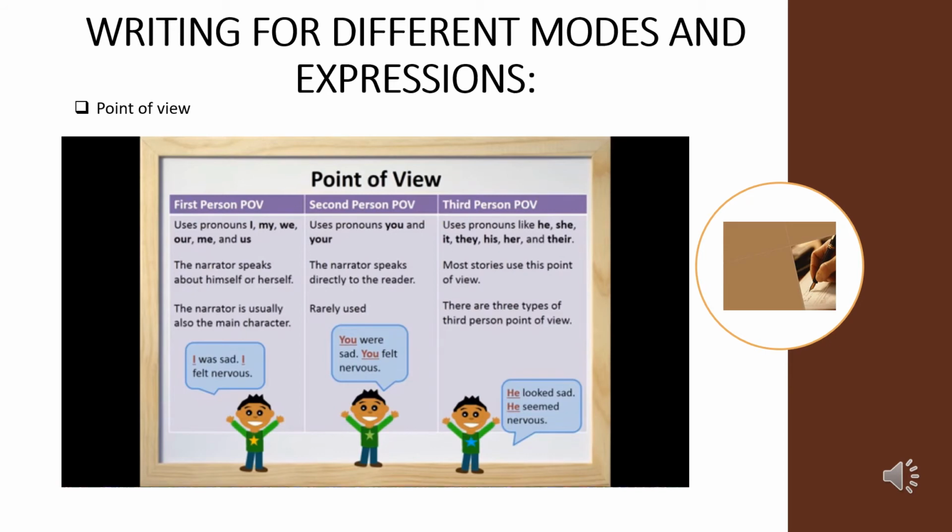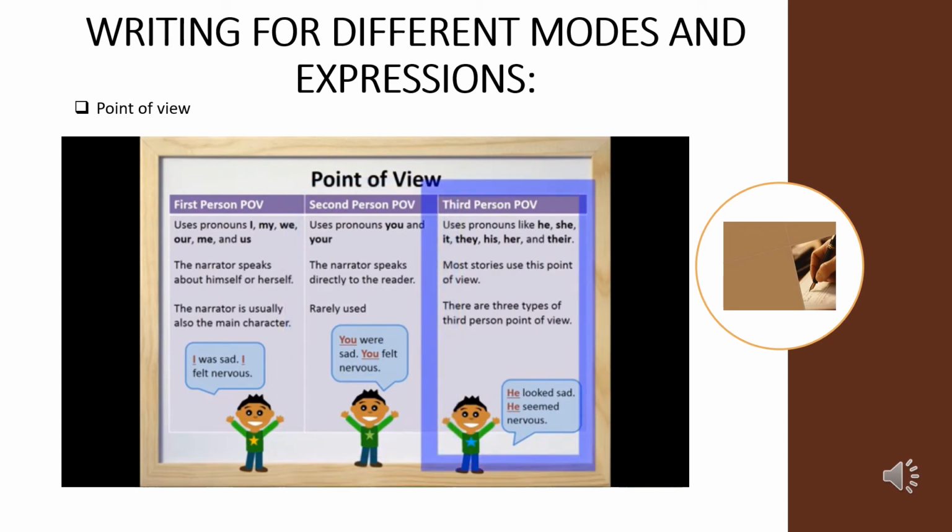A narrator using first-person point of view will use first-person pronouns I, my, we, our, me, and us. This narrator will speak a lot about himself or herself. This narrator is also usually the main character of a story. A narrator using second-person point of view will use a lot of second-person pronouns like you and your. This narrator will be speaking directly to the reader. This point of view is rarely used.